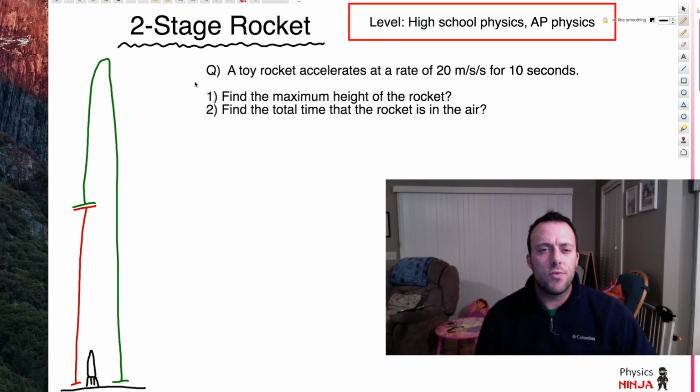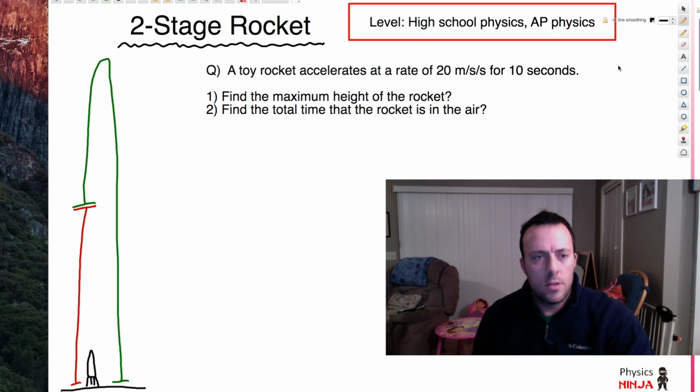And the question is, we have a toy rocket that accelerates for a certain amount of time. In this case, let's just take 10 seconds, and the acceleration will be 20 meters per second squared. So I have two questions. First, find the maximum height of the rocket, and secondly, find the total time that the rocket's in the air.